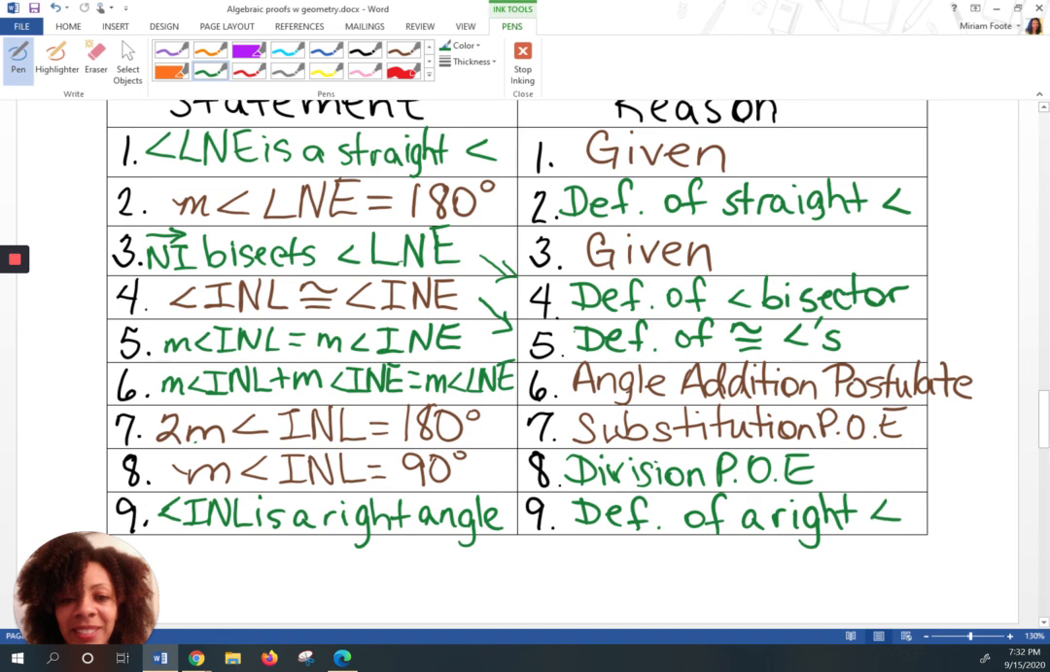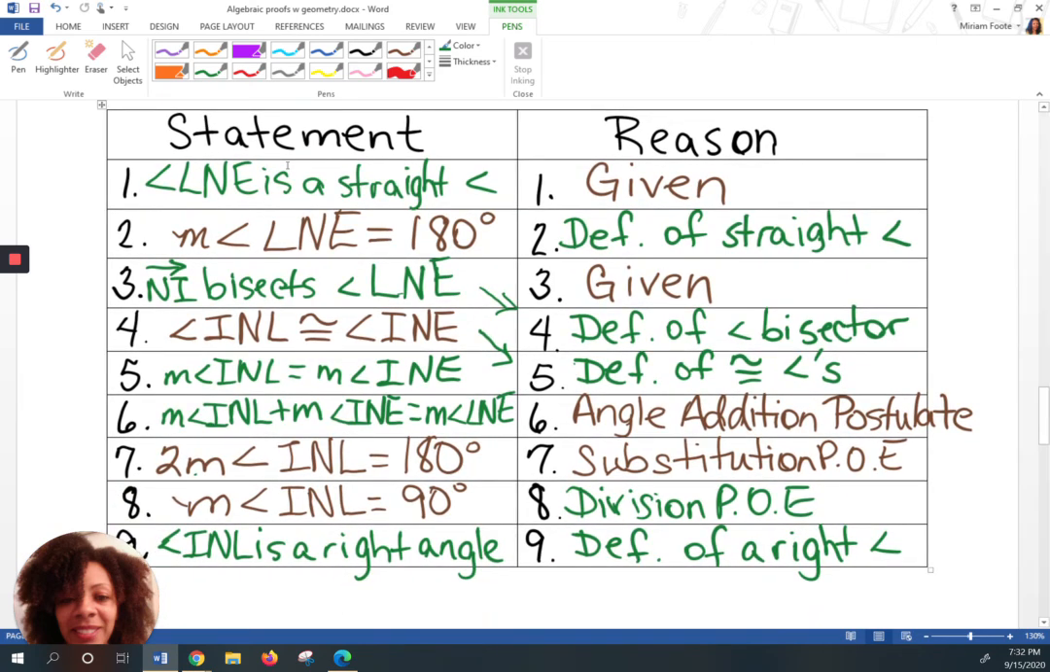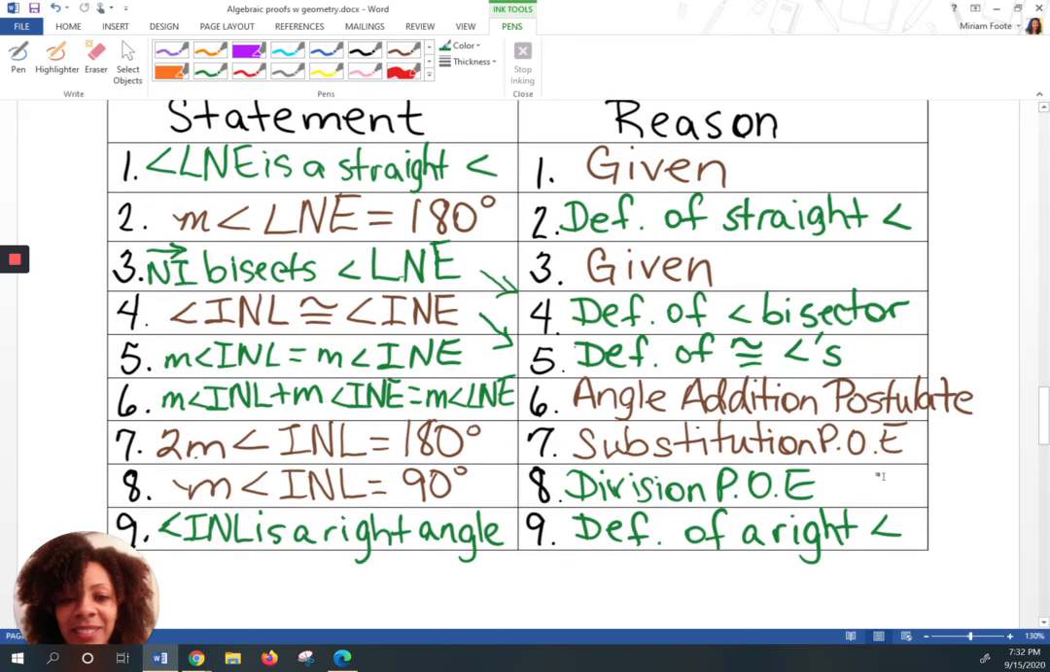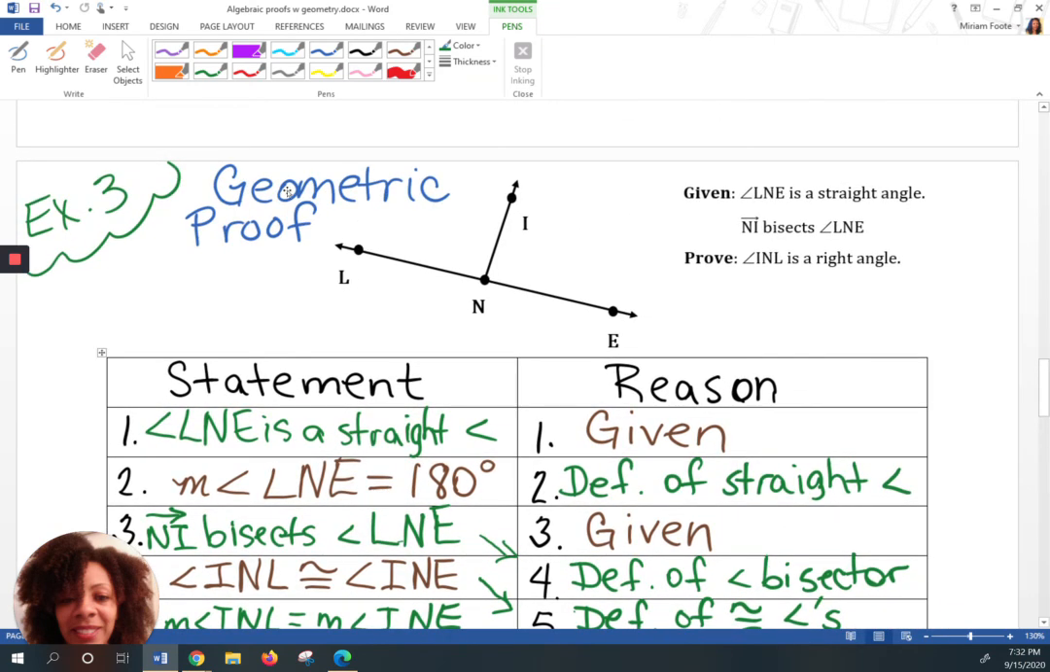Proofs are kind of difficult, so you have to practice. It's telling a story along the statement side. You just have to kind of see a pattern that's going on. And then your reasons consist of definitions, postulates, and things like substitution. So you definitely have to practice. And this one is, again, referred to as a geometric proof because it did not have algebra in it.